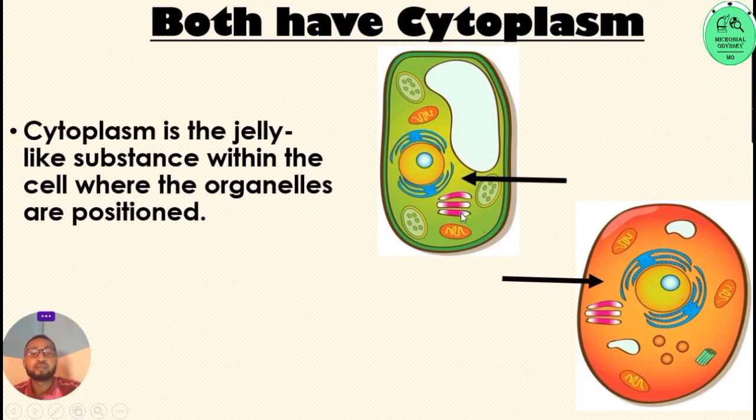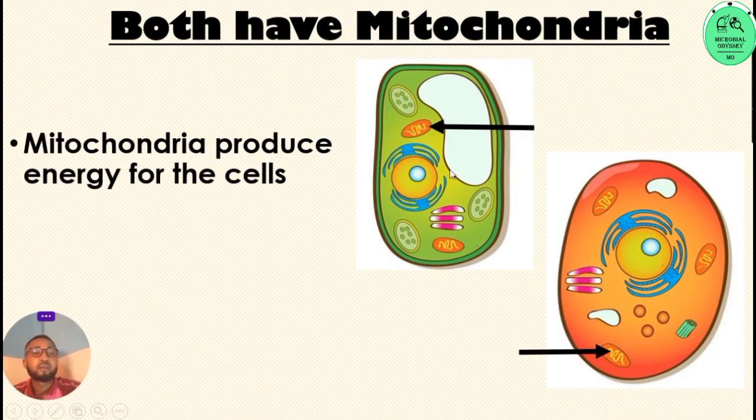Both of them have cytoplasm. So cytoplasm ordinarily is simply the inside of the cell. Yes, it is a jelly matrix inside of the cell that houses all other organelles. So the inside of this cell is known as the cytoplasm, and it is present in both the plant cell and the animal cells. Then both of them have the mitochondria.